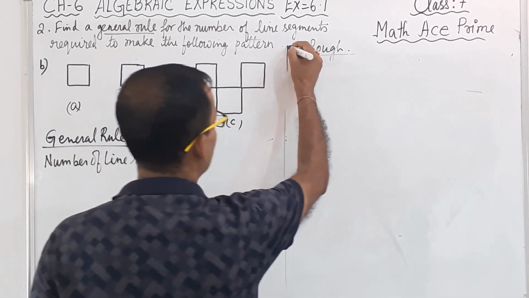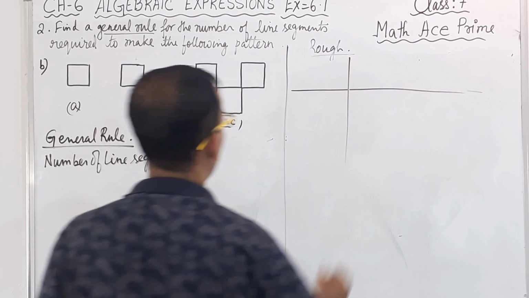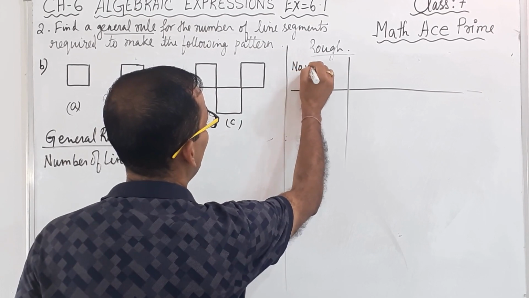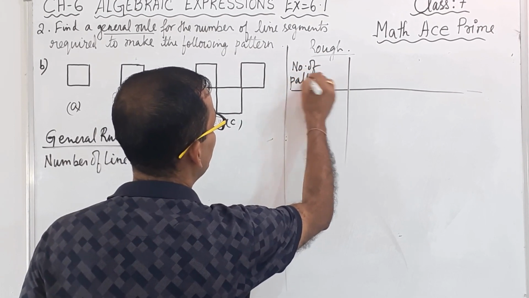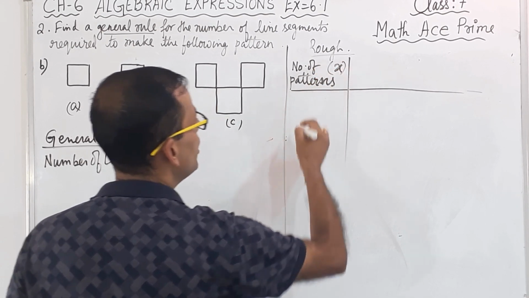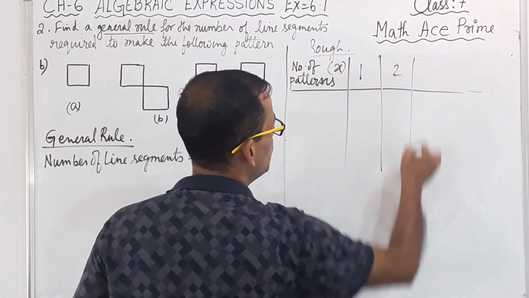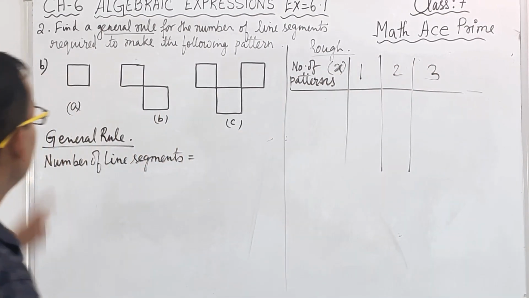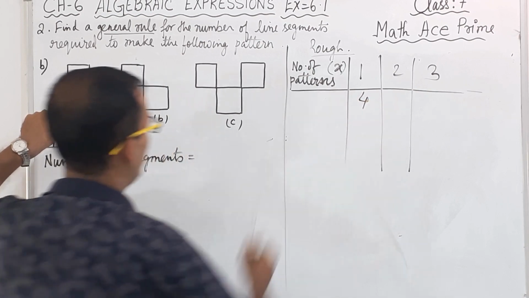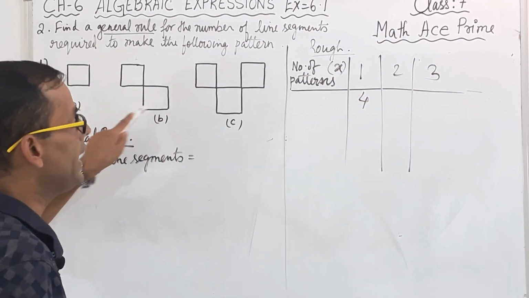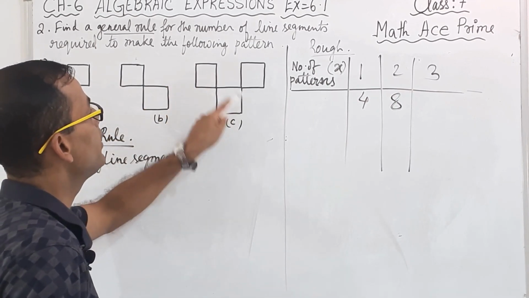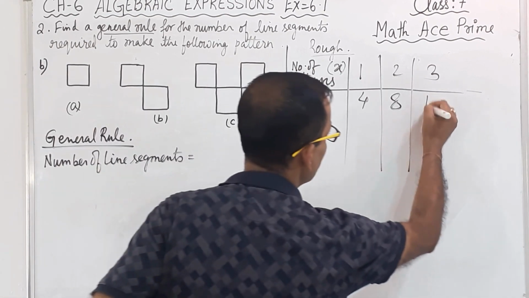Okay. But you have to understand. So for that you have to do one rough. And how many patterns are there? 3 patterns. 1, 2, 3. So we will write number of patterns. And the number of patterns is X. So how many patterns? 1, 2, 3. Clear? And in this pattern, how many line segments are you using? You are using 4 line segments. Here how many? 4 plus 4, 8. You are using 8. And here how many? 4, 1, 2, 3, 4, 5, 6, 7, 8, 9, 10, 11, 12. So here you are using 12.